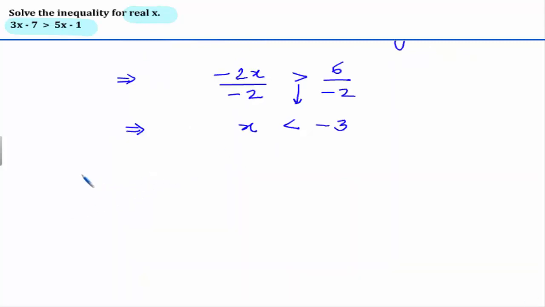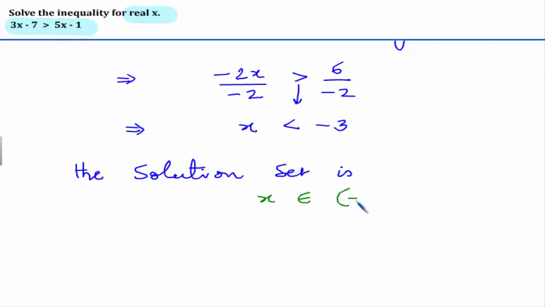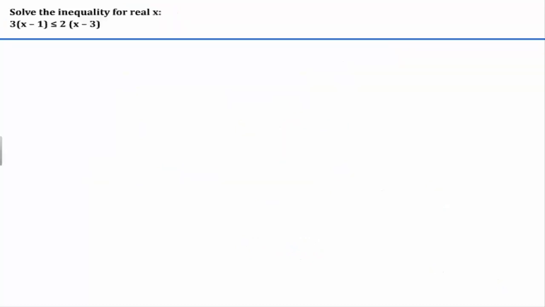Now the solution set for this is x belongs to, and this is only less than, therefore we get open interval, and less than minus 3 will give us minus infinity to minus 3, and as this is less than symbol, therefore we have to use the open interval. This is the end of the solution.